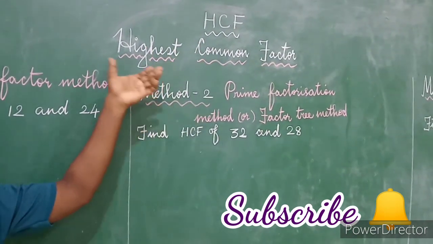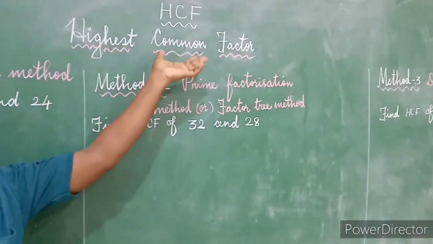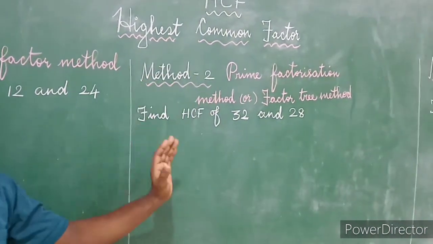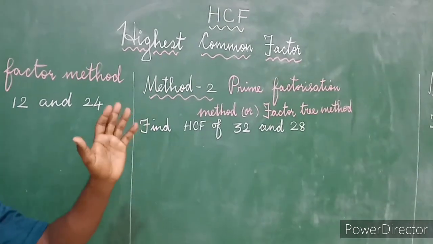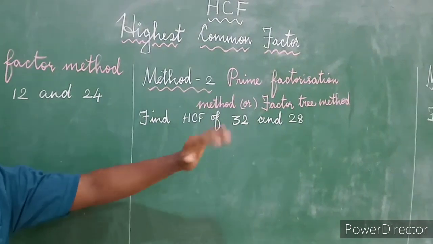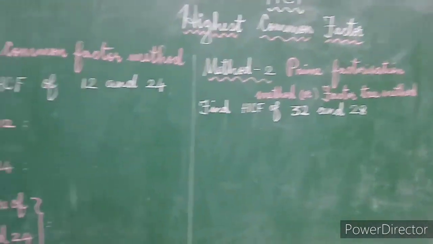HCF is nothing but the highest common factor. There are three methods to find the HCF of the given numbers. I'm going to explain all three methods in this video. Come, let's go into the video.